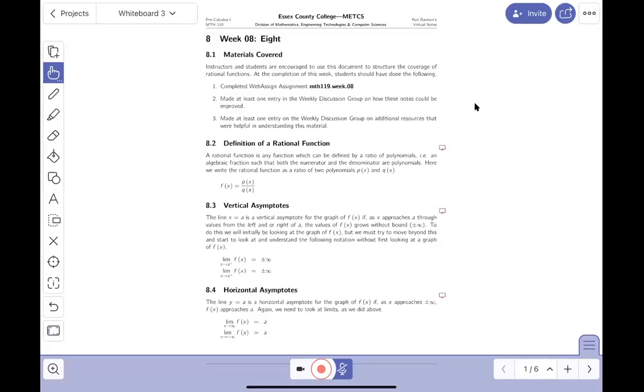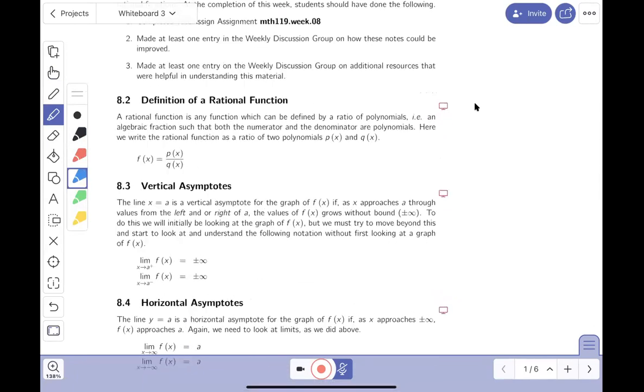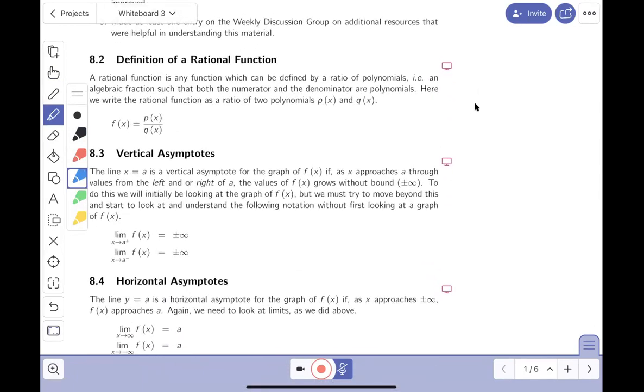All right, we're on the whiteboard, and I'll start talking about it one step at a time. We're going to start talking about rational functions. So give me a moment. What I want to do is talk about rational functions.